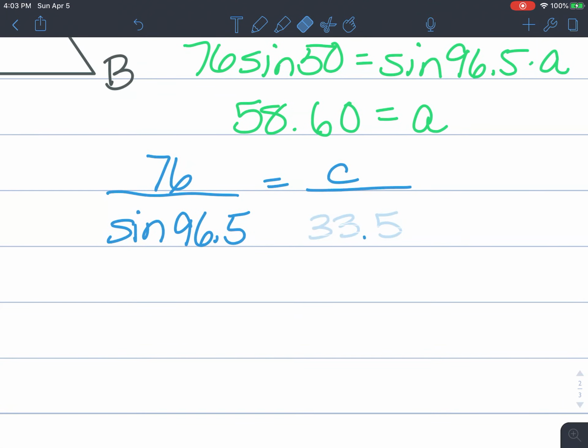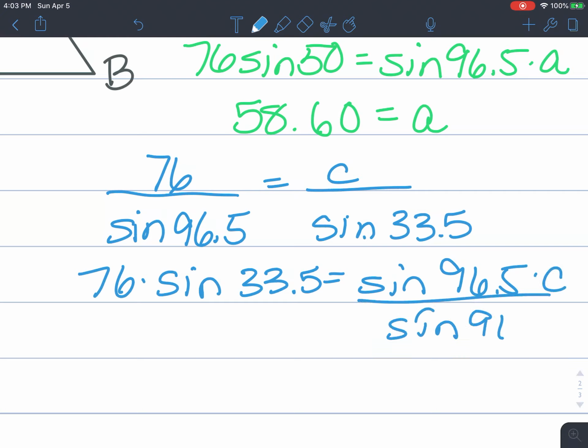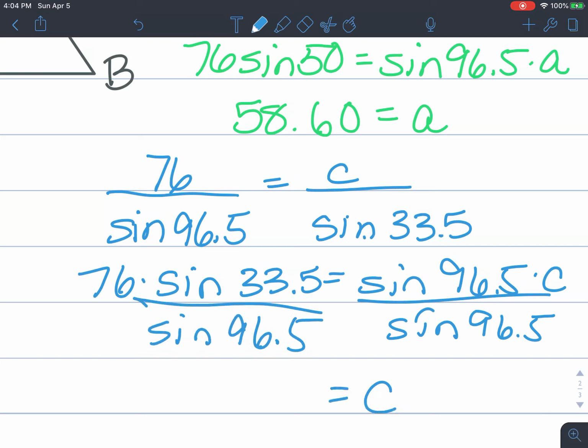Nope, I did it again. See, don't fall for my mistakes. Sine 33.5, that's better. So 76 times sine 33.5 equals sine 96.5 times C. Divide both sides by sine of 96.5, sorry. Can't get out of my own way today.